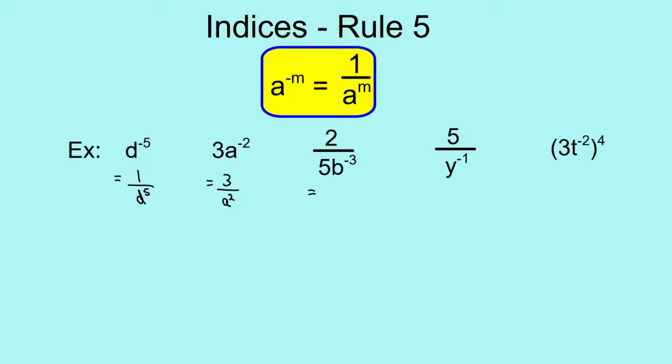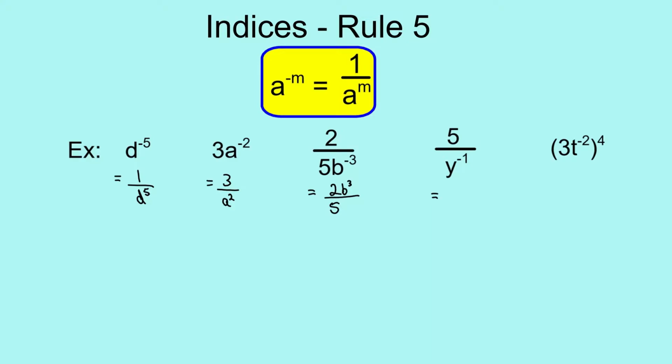Okay, so similar idea here, but we've actually got the b term, the negative power term, on the bottom, the denominator of the fraction. So what we're going to do is move that up to the top. So we end up with 2 and the 5 staying exactly where they were. They're just numbers. There's nothing going on there with the indices work. We're just bringing the b to the minus 3 up to the top line to make it b to the power positive 3. So we end up with 2b cubed over 5.